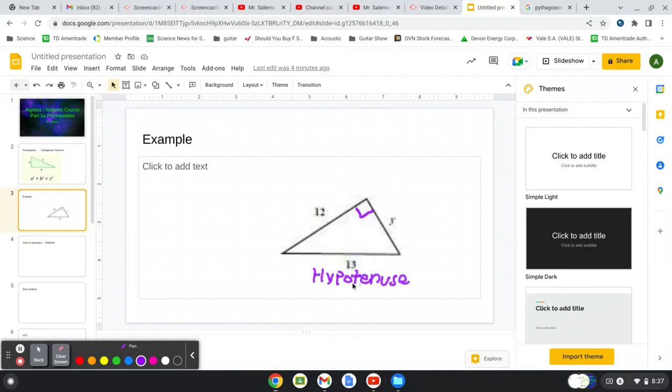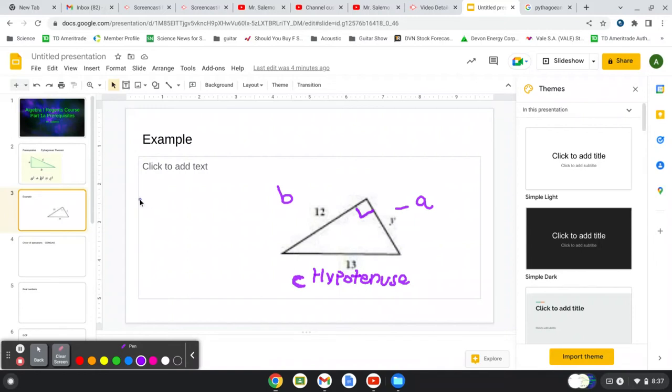That's the hypotenuse, so be careful. And remember, I said the hypotenuse is the longest side of a right triangle. So this would be leg A, that's B, and there's C. Of course, you don't have to use these letters. You can use any letter you want, but let's just use A, B, and C.